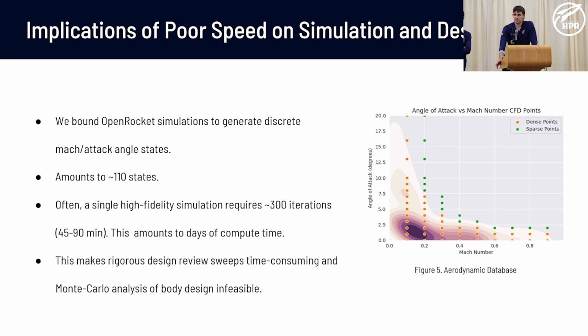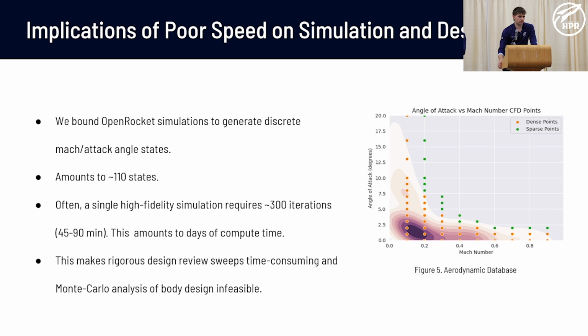Cool. So while good CFD is still extremely important, in the design cycle, we have a limited amount of time, so we must find a way to produce these CFD databases quicker. Bit of context in how we produce our CFD databases. We first do an OpenRocket simulation of our rocket, and we generate a discrete set of points at a Mach, angle of attack, and pitch. And these amount to about 110 states that we have to simulate in ANSYS Fluent.